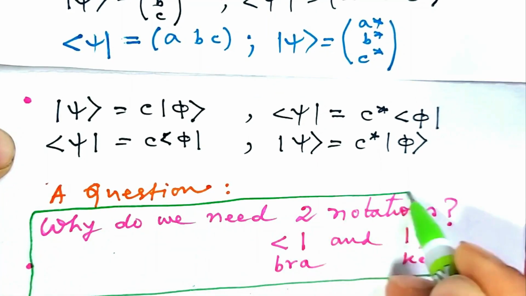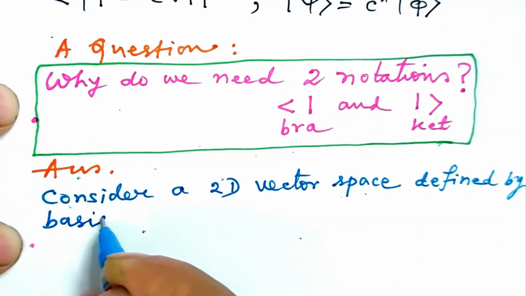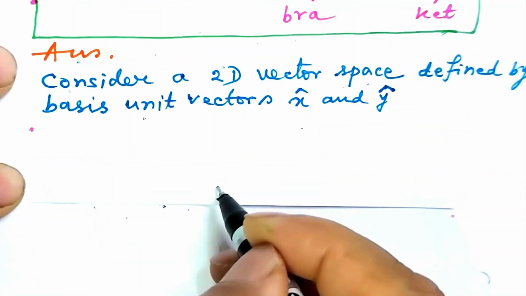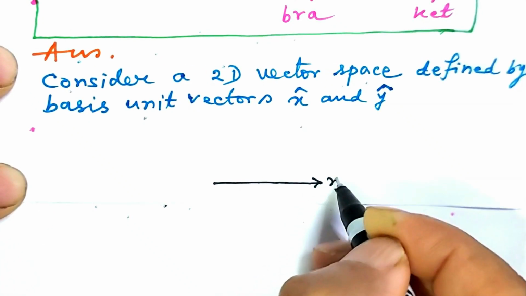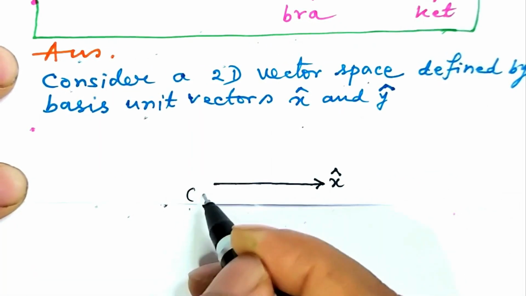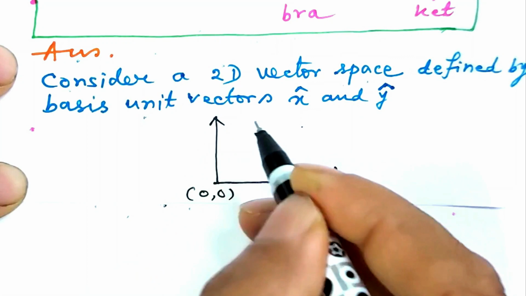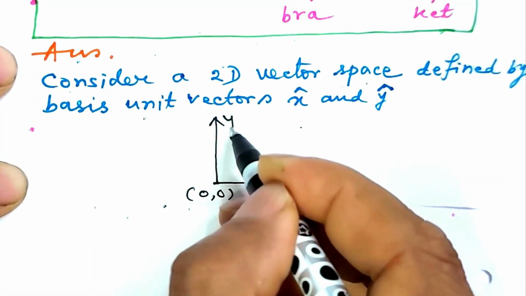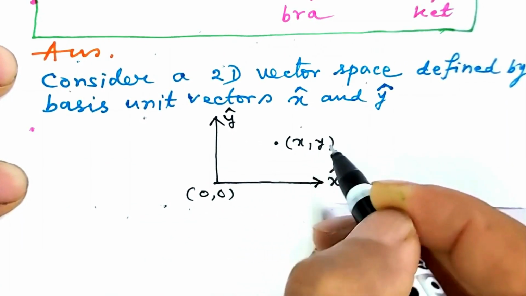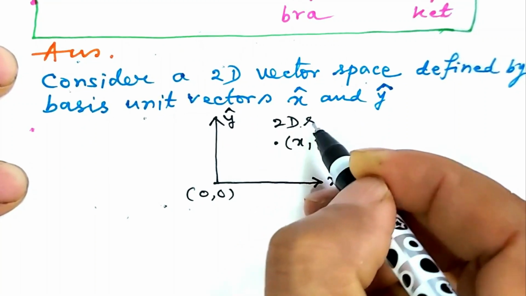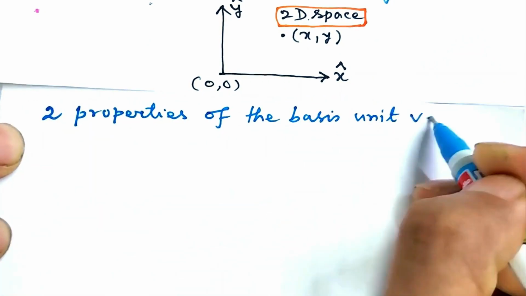Was it really necessary? Let us consider a 2D vector space defined by basis unit vectors x hat and y hat. So this is x-axis and x hat is the direction of increase of x coordinate. This is origin. And this is the y-axis perpendicular to x hat, and y hat is the direction of increase of the y coordinate. The basis unit vectors, with the help of which we have defined or described the 2D vector space, are special choices since they satisfy two properties.